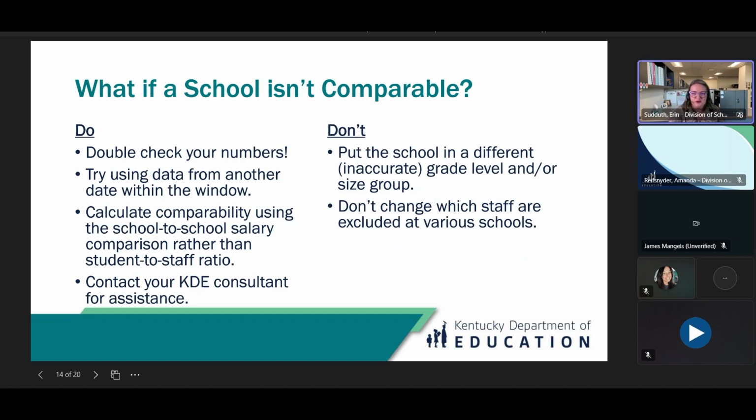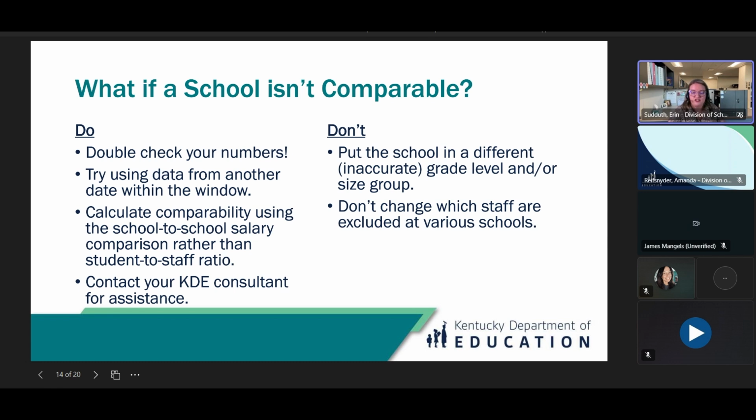All right, what do you do if you've completed the report and it says that you have any schools that are not comparable? First thing you're going to want to do is just double check all of your numbers. Make sure that you have counted the correct students and staff. For example, preschool students and staff are not included in the enrollment counts. This has come up a couple times during monitoring as well. Those should be excluded.